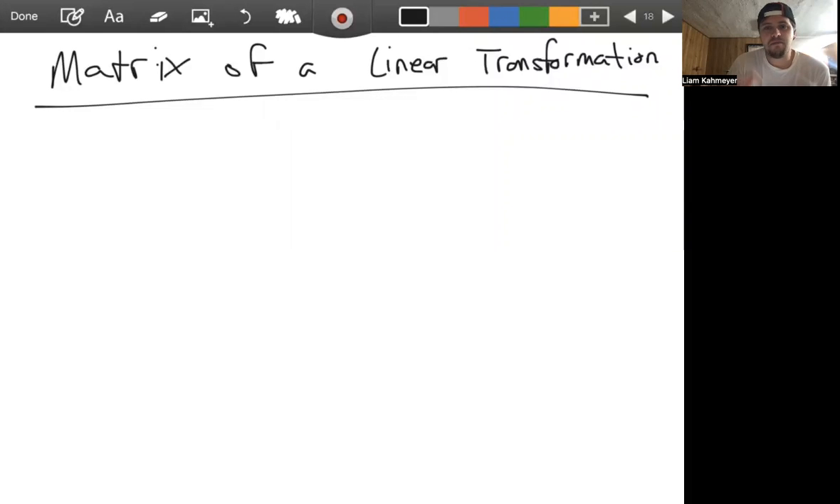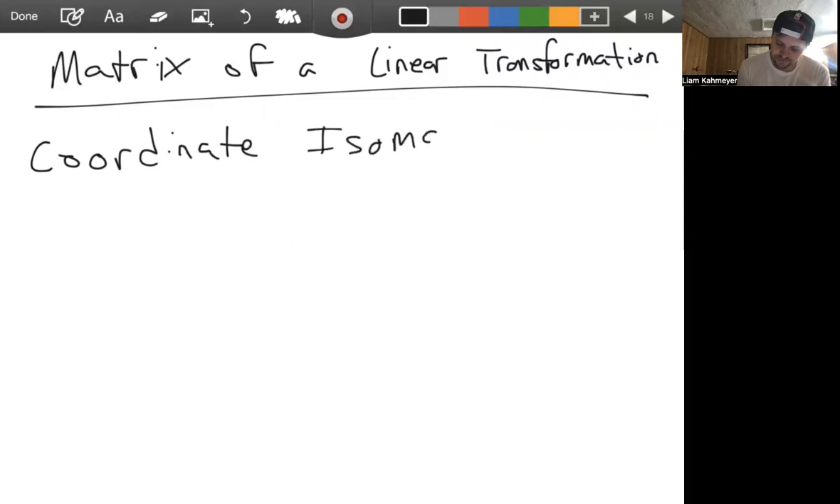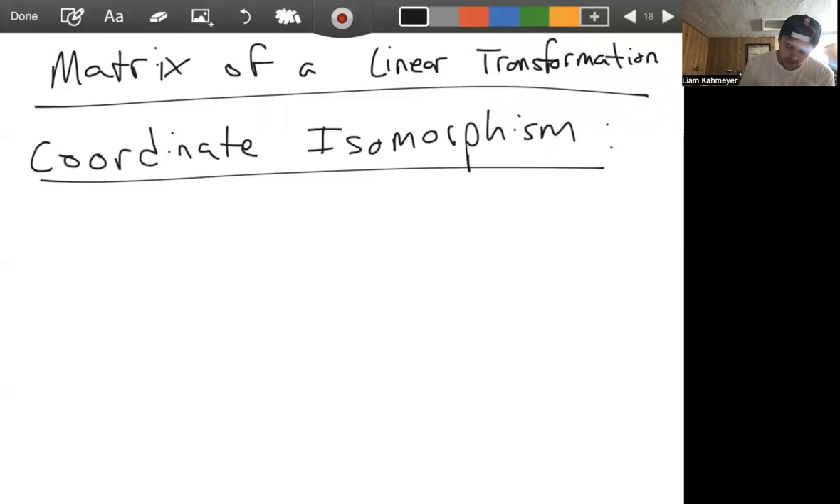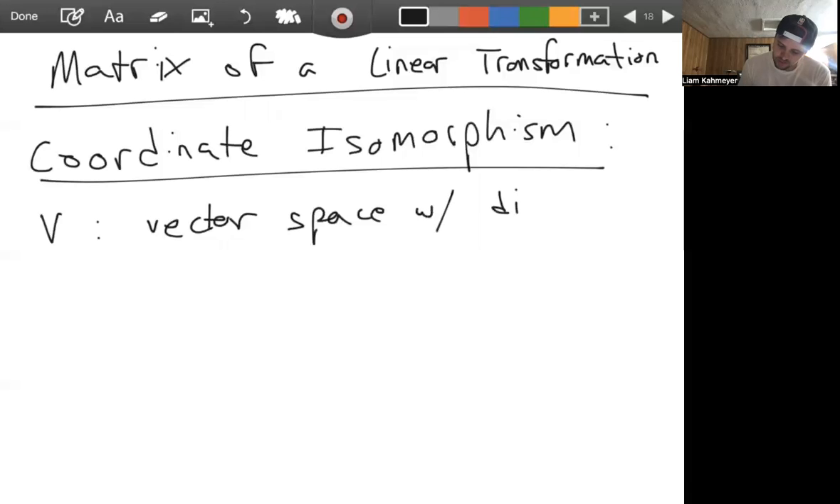To understand the matrix of a linear transformation between two vector spaces, first we need the notion of a coordinate isomorphism. So let's start with that. Let V be a vector space with dimension n, and let B, given by B1 through Bn, be a fixed basis of V.